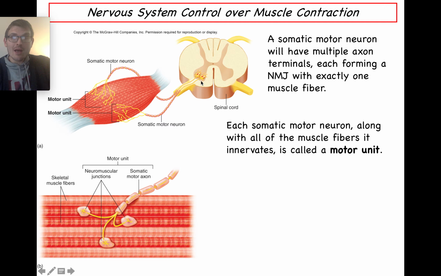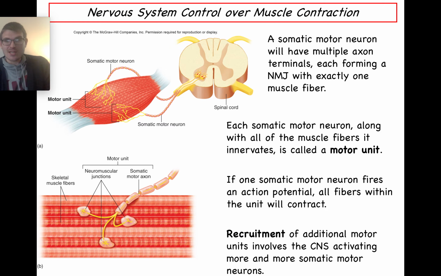So if one of these somatic motor neurons, let's say the one on the bottom here, fires an action potential, that action potential will spread to all of the axon terminals, and we will get acetylcholine release from all 8 or all 10, depending on which neuron you're talking about. So if it's just one of these somatic motor neurons firing an action potential, we will get these muscle fibers on the bottom contracting, but not the muscle fibers in the other motor unit. If we want all of those muscle fibers to contract, we would need both somatic motor neurons to fire action potentials at the same time.